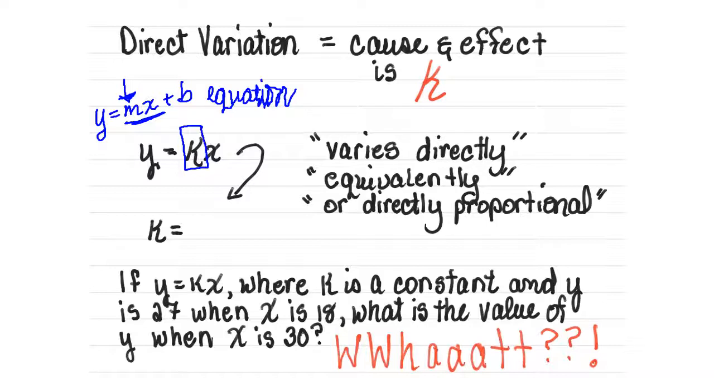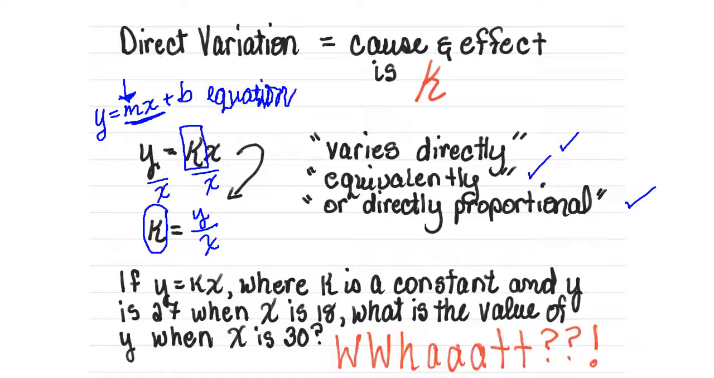Okay. So ways that you might see this type of problem is words like varies directly, varies equivalently, or directly proportional. So basically what you're going to do is sometimes you've got to go find the k, the rate of change, the slope of an equation. And the way we're going to do this is we're going to get the k by itself. So k is going to equal y over x. Okay, so we just divided an x out of here and then x out of here.